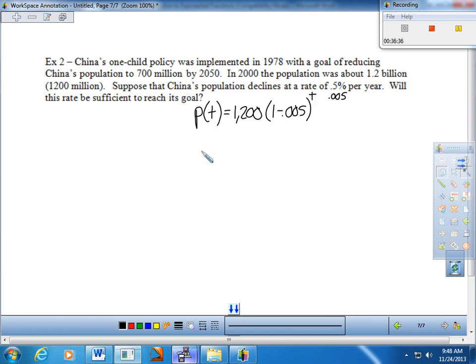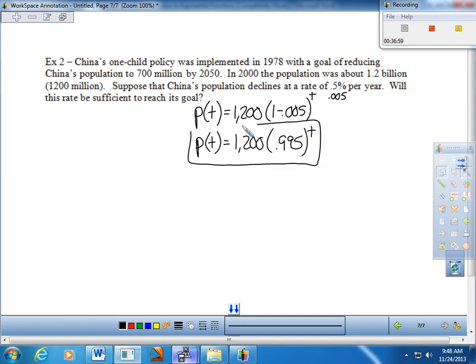Now again, I would go just a slightly further and see that b value in just a little more detail. If I do 1 minus 0.005, I get that. And guys, that is a great looking model. For a value of t, I can make a prediction about the population and vice versa. Okay, well, let's see what we have going on here. Suppose that China's population declines. Will it be sufficient to reach its goal? So I think we were looking for this piece, 700 million by 2050.